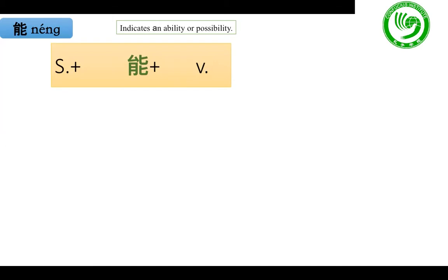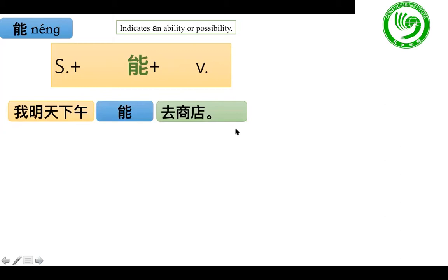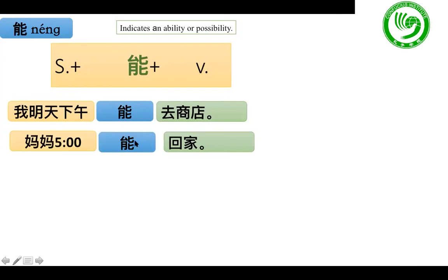Somebody can do something. For example, 我明天下午。明天下午 means tomorrow afternoon is the time. The time could be before the subject or after the subject. It doesn't matter. In here, I put it after the subject. So who? 我明天下午能 continue do what? 去商店。再来一遍，我明天下午能去商店。现在你说，很好。Next one，妈妈5点 5 o'clock 5点能回家。Mom can be home at 5.